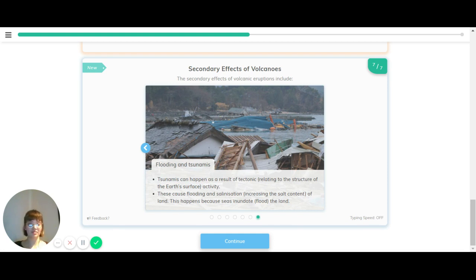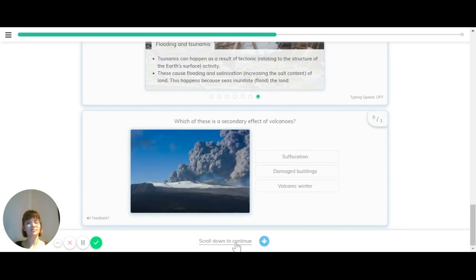So tsunamis can happen as a result of tectonic activity, which is related to the structure of the Earth's surface. And this can cause flooding and salinisation of the land because seas inundate the land. So tsunamis are basically really, really big waves that can completely flood an area and can happen as a result of tectonic activity, and that can cause lots of subsequent problems. So let's do a quick recap of this topic.